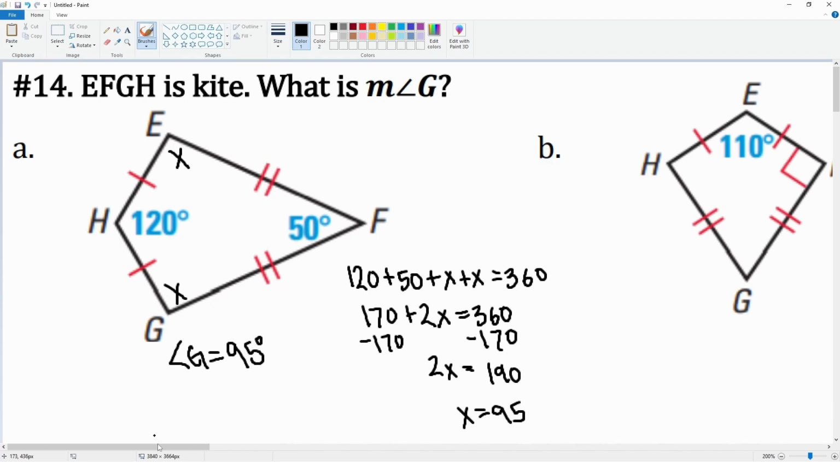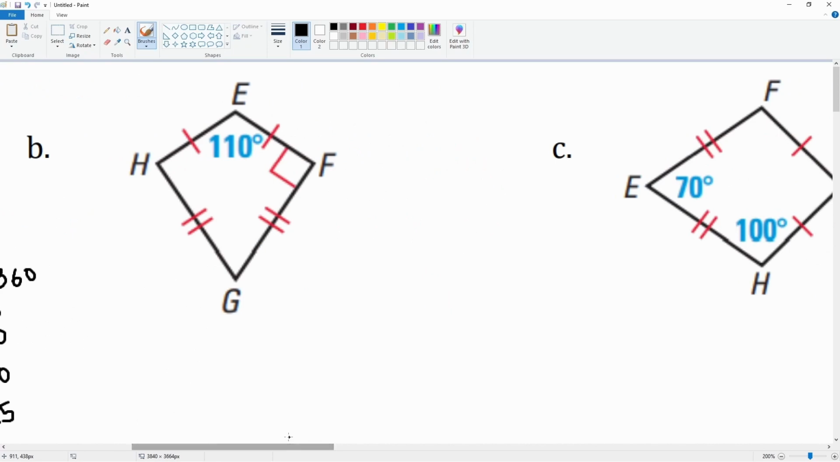Okay. Then let's look at B. We know that angle F is 90, so we also know that this is 90. Okay, then this is x. So we can do 110 plus 90 plus 90 plus x is equal to 360.